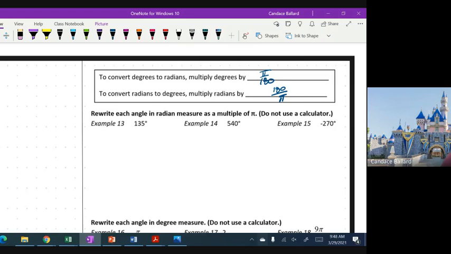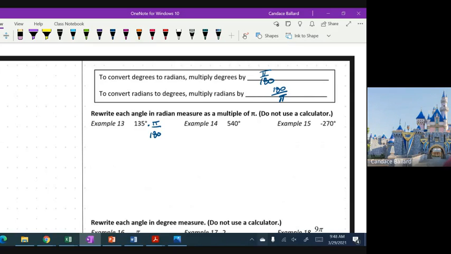Just gonna see if this version has the whole lesson. It does, cool. All right, so let's take a look at 13. I want to take 135 and convert it to radians, so I'm going to put the pi in. So pi over 180. And then I'm going to simplify my fraction.